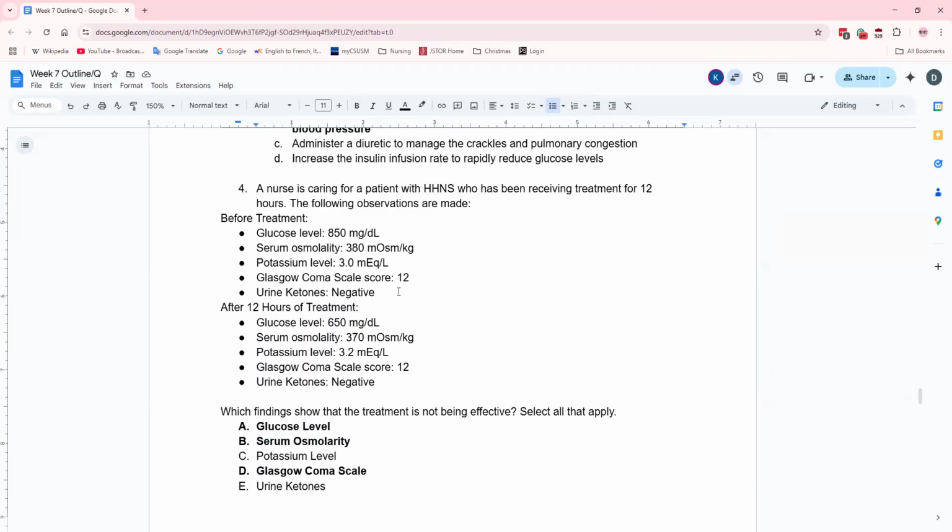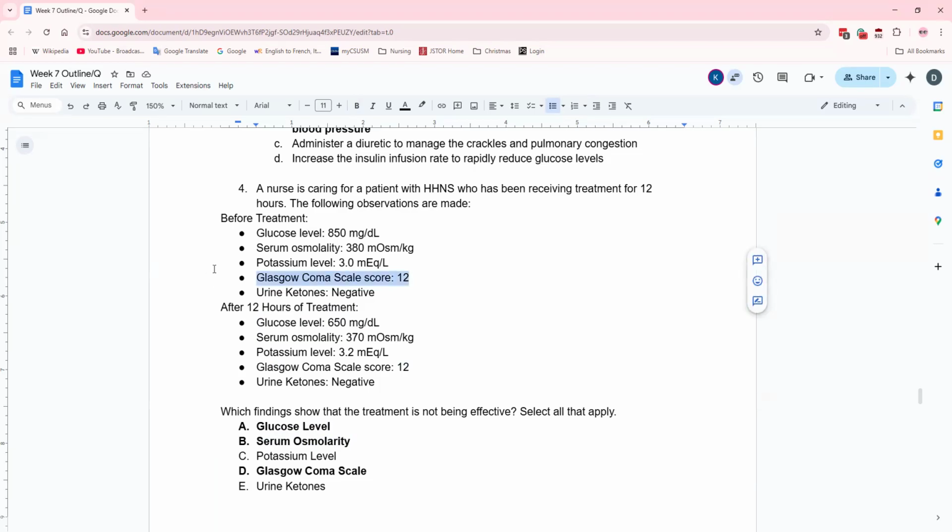I think the key thing to keep in mind here is the Glasgow coma scale. A normal Glasgow coma scale should be 15, that's the max. So even though this number is stable, it's been consistently 12. That's not what we want to see. We don't want them to be at 12.